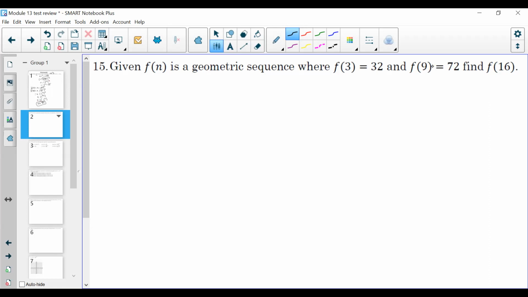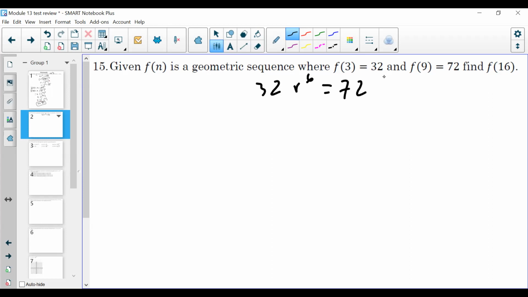So I go from f of 3 to f of 9. So I'm going 6 terms, and I go from 32 to 72. So what that's saying is that to go from f of 3 to f of 9, I'm going 9 terms. Sorry, not 9 terms, but 6 terms. I'm going to multiply that 32 with r to the 6th. And that ends up giving me 72.